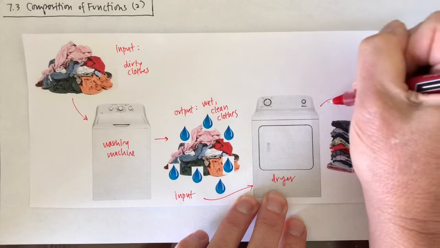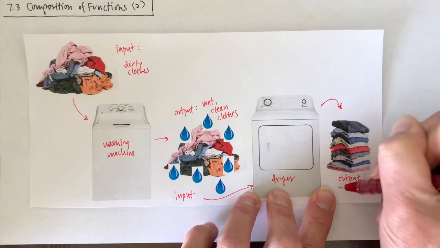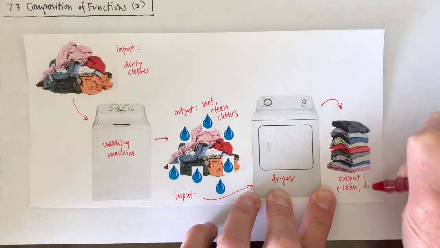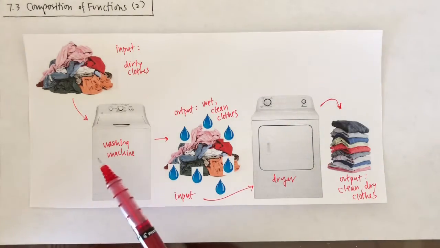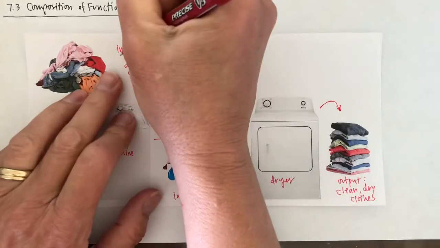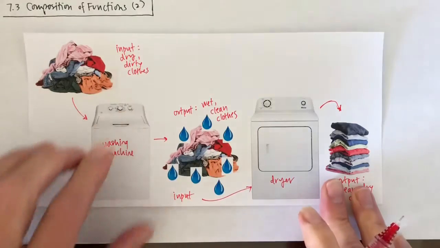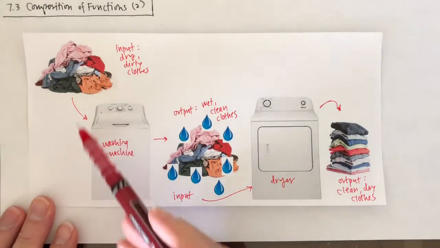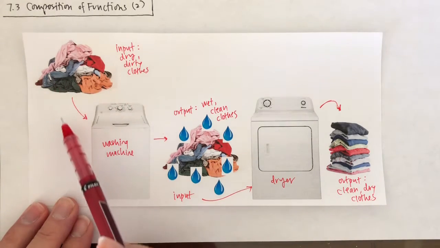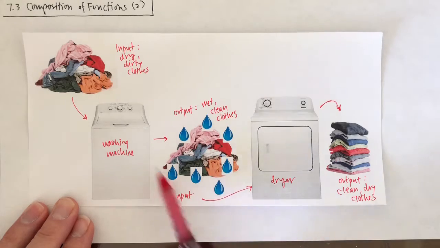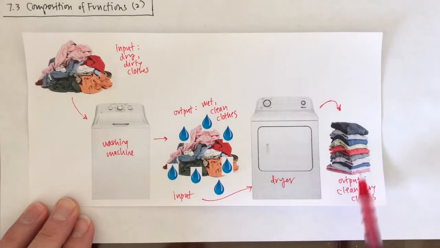So this same output now becomes an input for another function, the dryer. And then out of the dryer, this new output is clean, dry clothes. And we should say that our first input was a stack of dirty clothes. This is a typical idea of a composition of functions, where you have an input, it goes through a process, you have an output, you take that output and you use it as an input for another process, another function, the dryer, and you'll get an output.